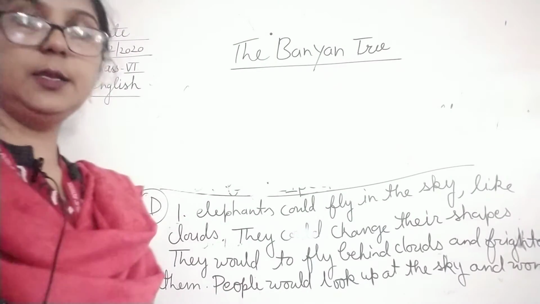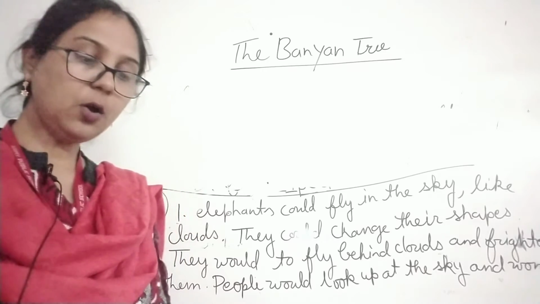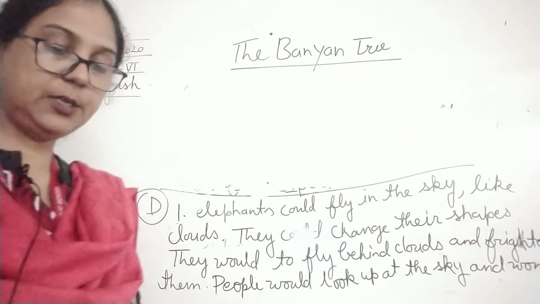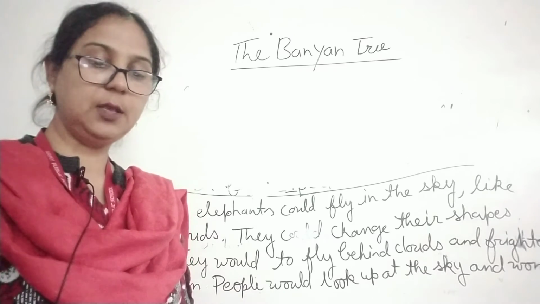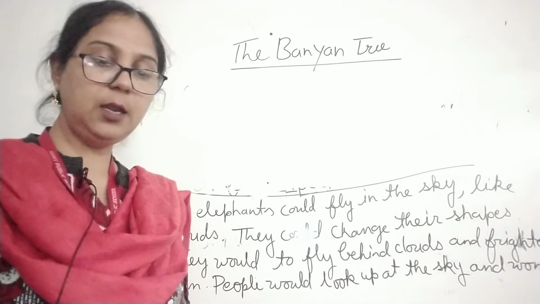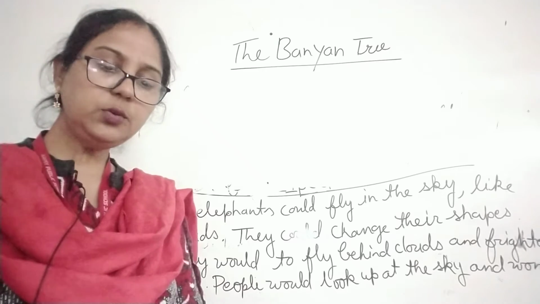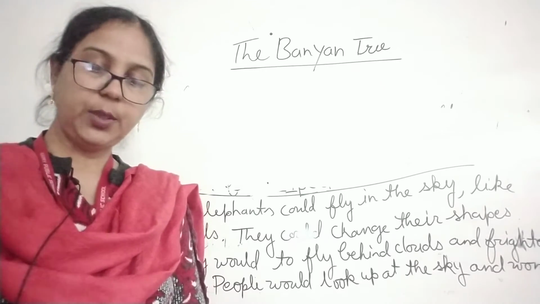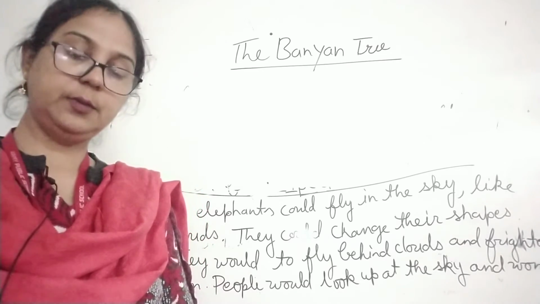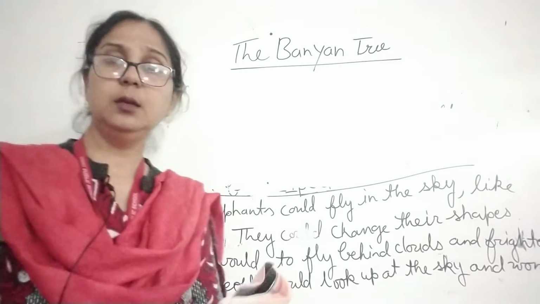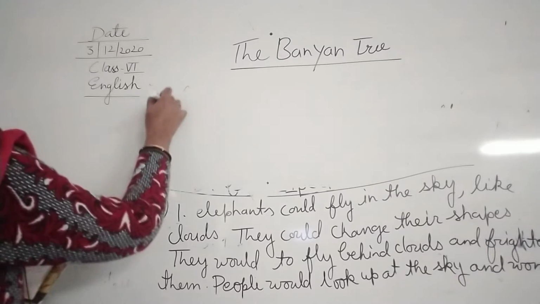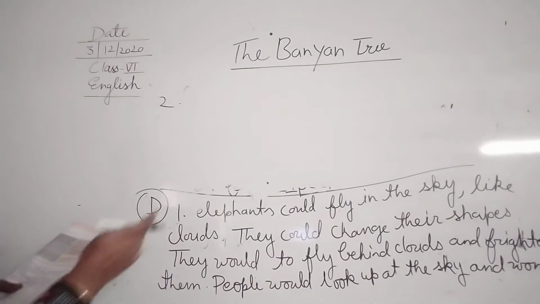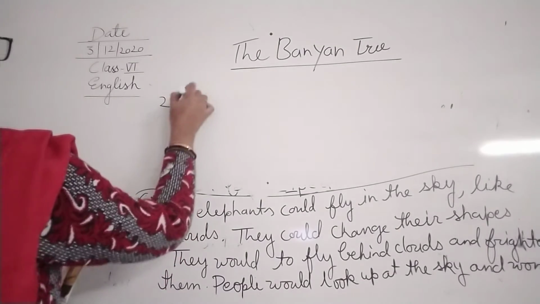Now next number is, because there was no electricity, he used to get up with the sun, and he used to go to bed with the sun like the birds. Now here we are going to write, because there was no electricity.